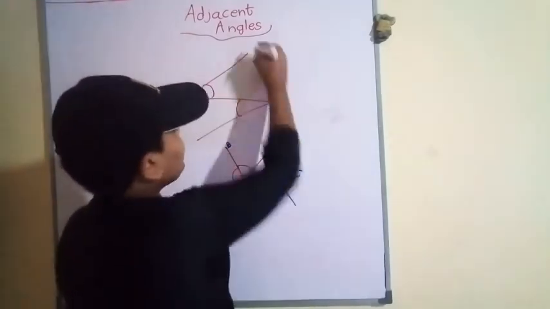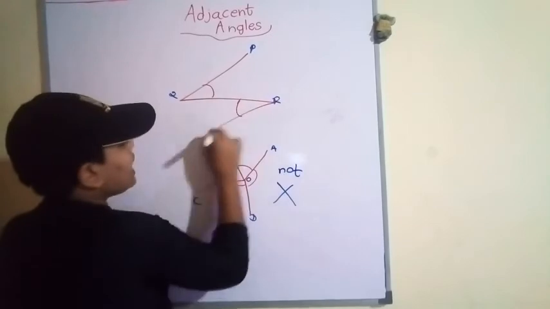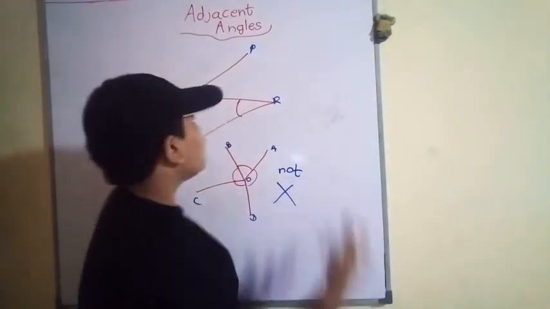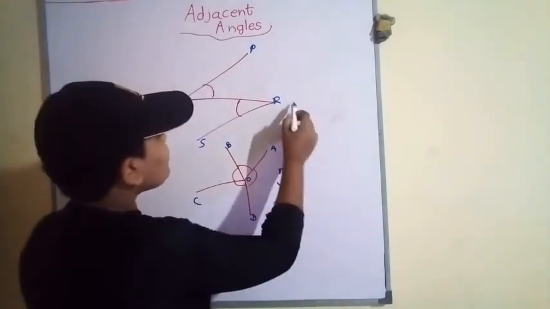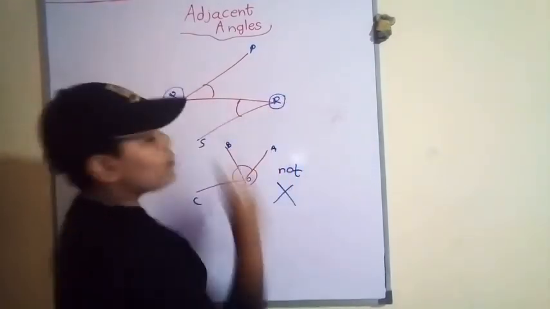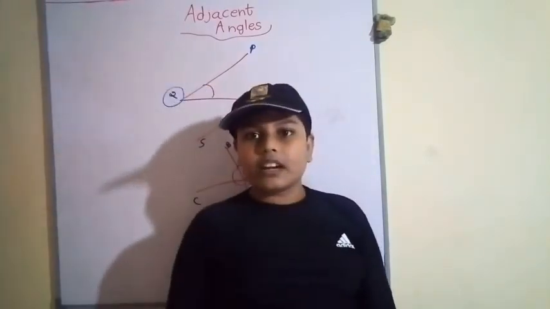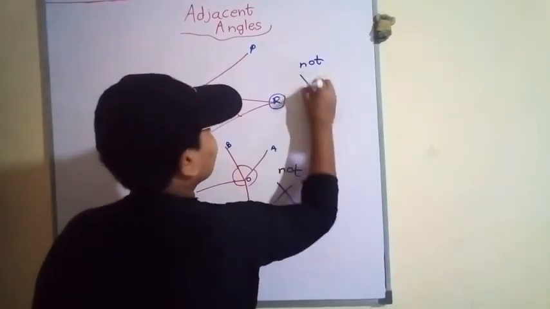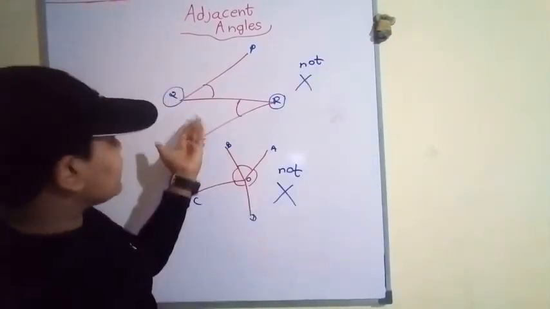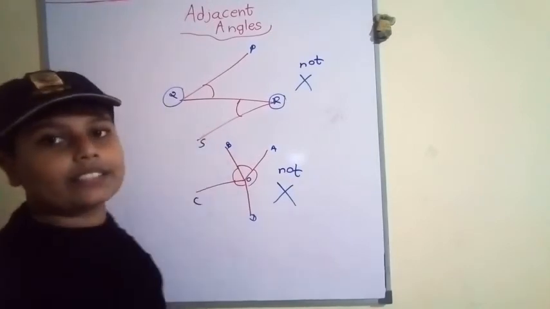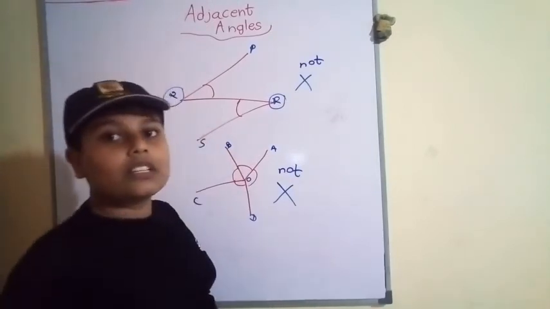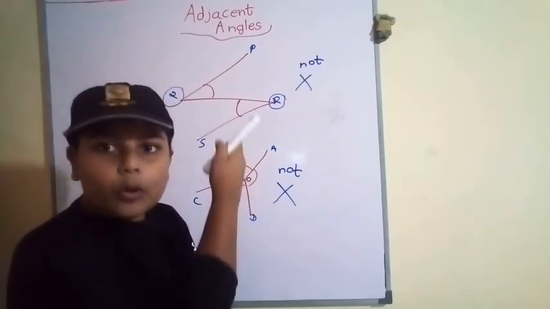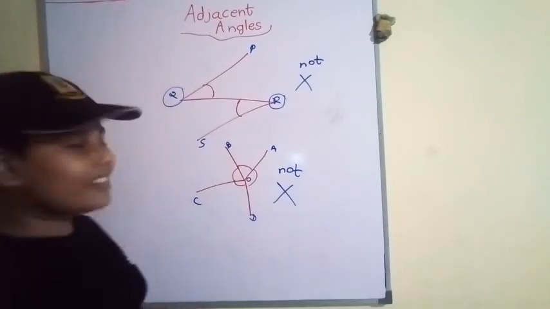Now this one you have P, Q, R and S. They have a common vertex but no common arms. Common vertex they have R and Q, but you can't get two. That is not an adjacent angle because in the first figure they have a common vertex but no common arm, so that is not an adjacent angle. That is the main point.